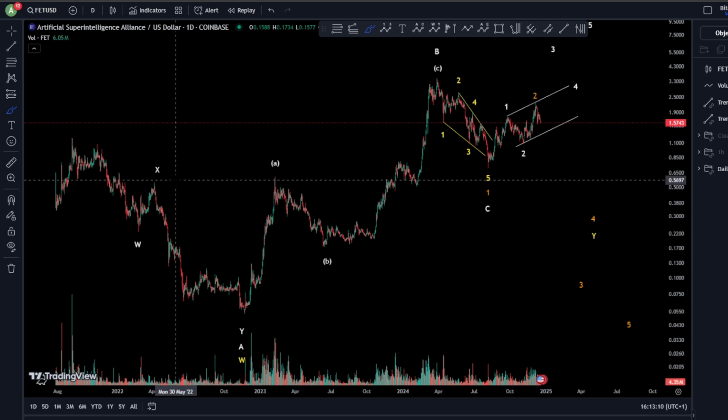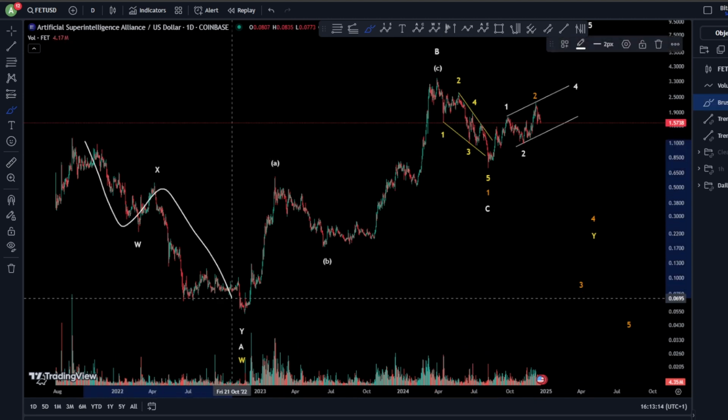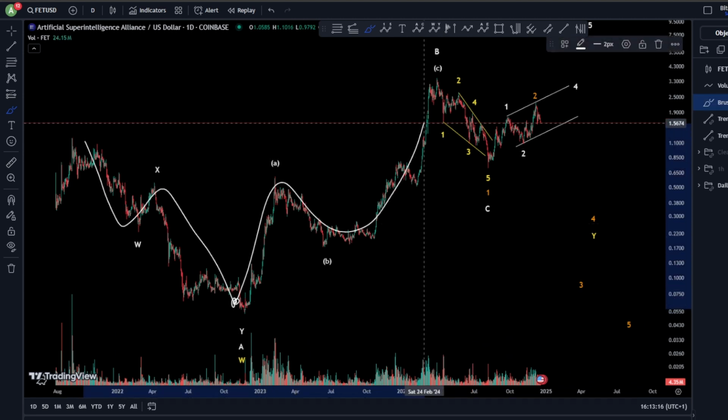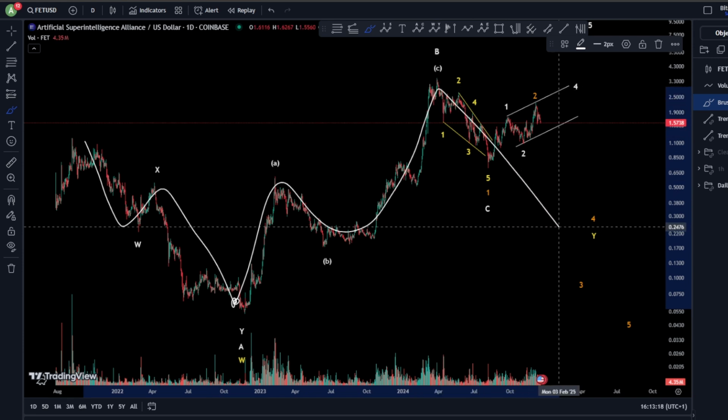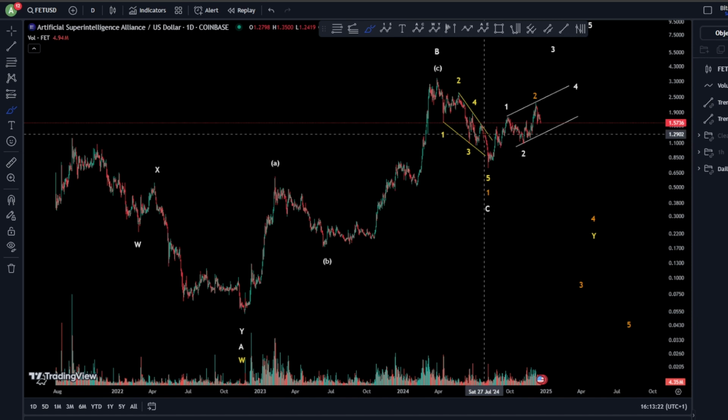Another possible scenario, of course, is that you are in an expanding flat as 3 waves down, 3 waves up, and you have a bigger wave C towards the downside. Of course, this is the ultimate bearish scenario.